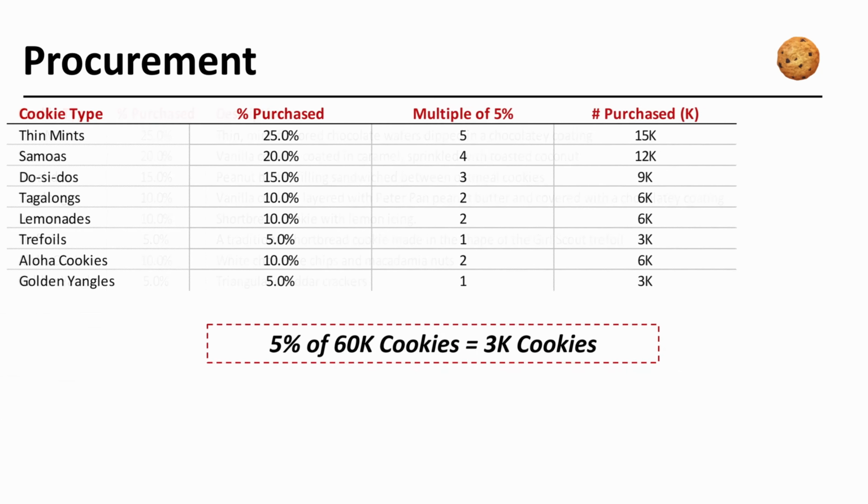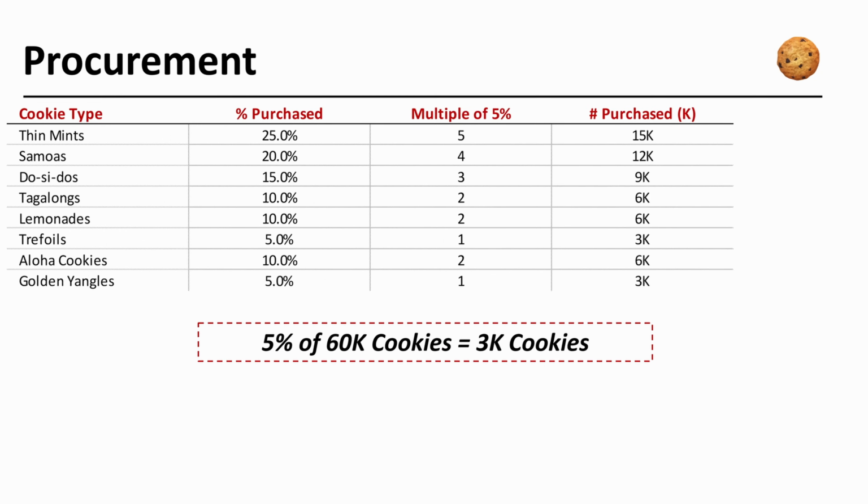So for each one of our cookie types, we can simply mark down the multiple of 5% that they represent. So 25% is 5, 20% is 4, 15% is 3, 10% is 2, 5% is 1. And then multiply that figure by 3,000 cookies to get 15,000 cookies for Thin Mints, 12,000 for Samoas, making the math much simpler than trying to calculate each one independently.